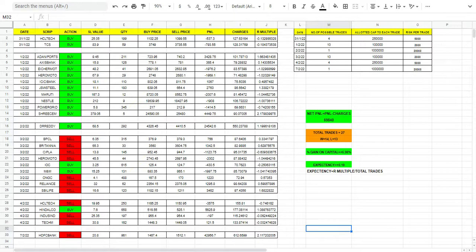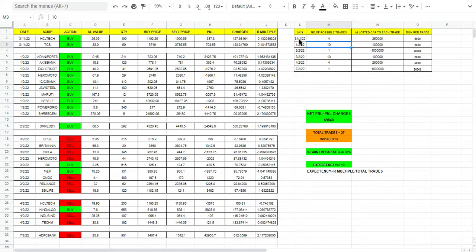Let's say I'm assuming that there is a capital of 10 lakh rupees which is accessible for you to deploy in the NR-4 strategy for a particular day. It's an intraday strategy. On 31st of January there were 4 possible trades. The best thing about this strategy is that you already know the maximum number of stocks you will trade the next day, because that is shown in the scan a day prior.